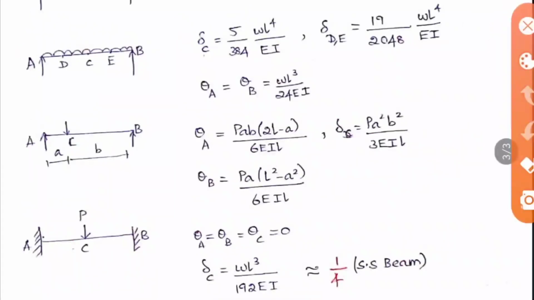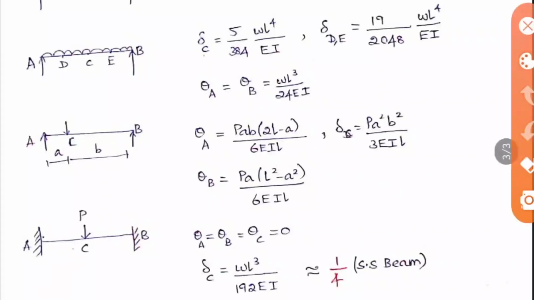Then simply supported with UDL. The deflection at C will be equal to 5 by 384 WL power 4 by EI, and the deflection at D and E will be 19 by 2048 WL power 4 by EI. Here the slope at A and B will be equal to WL cube by 24 EI.